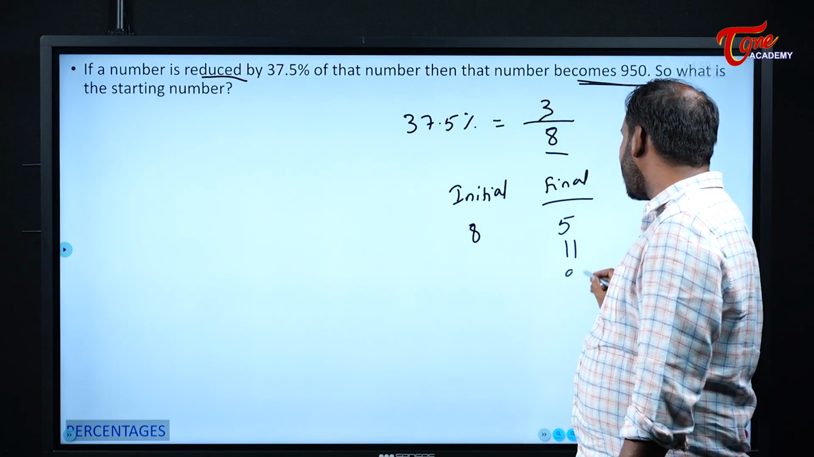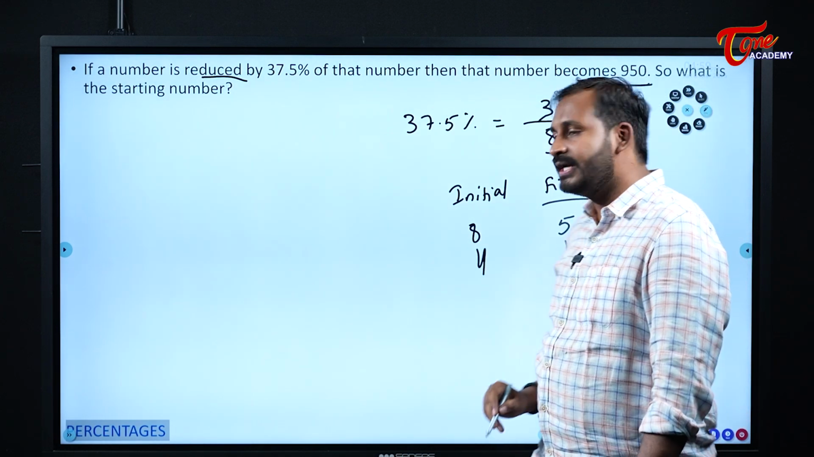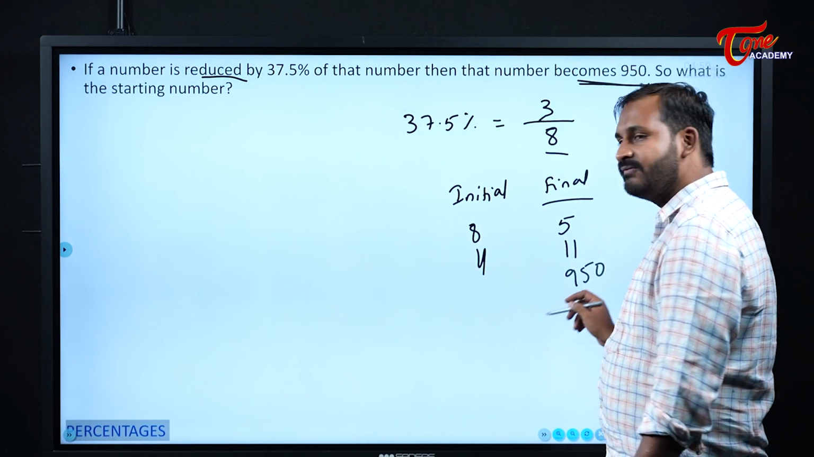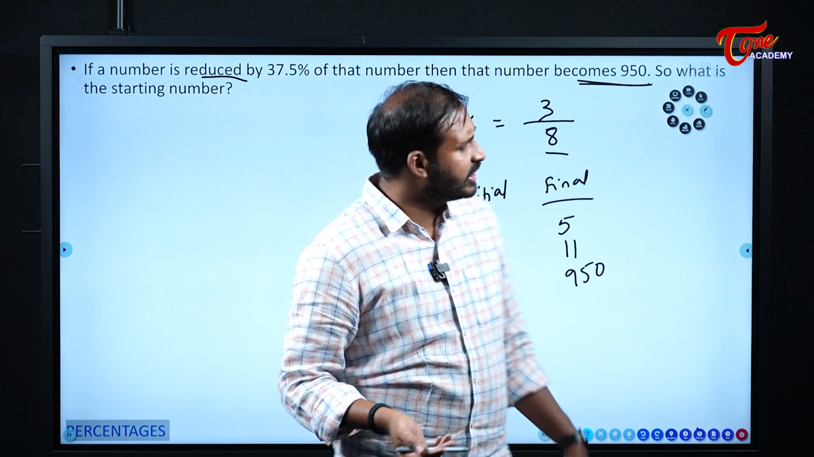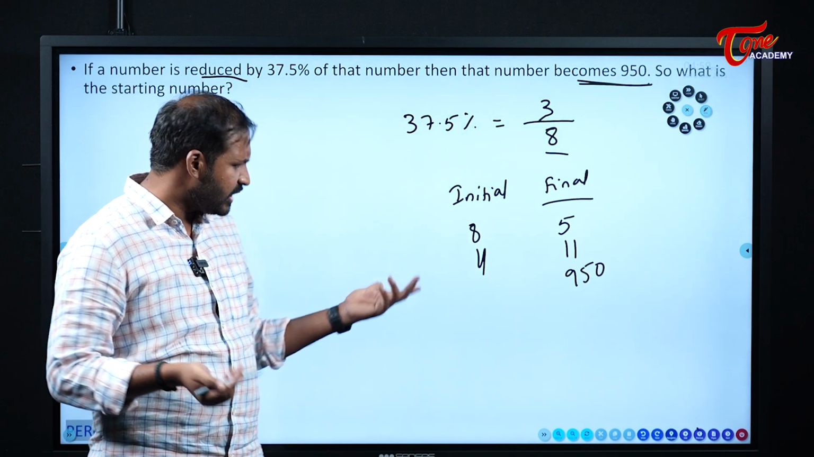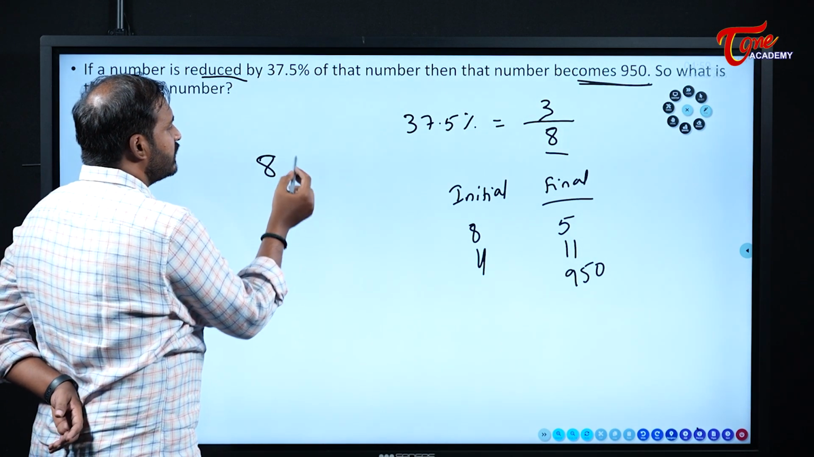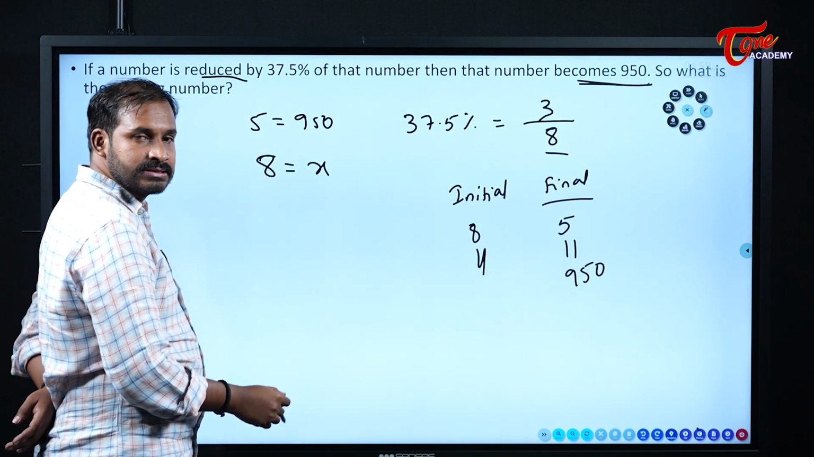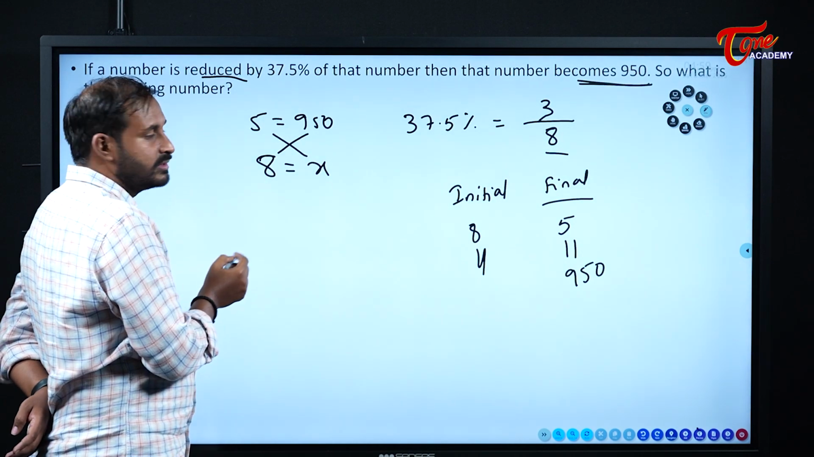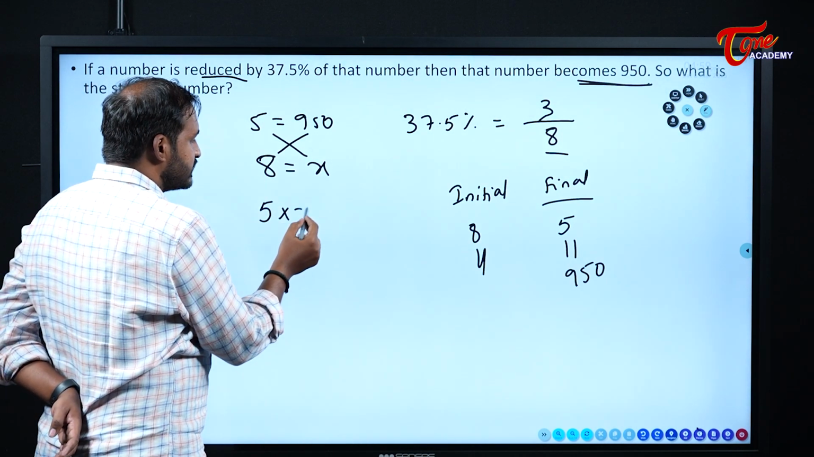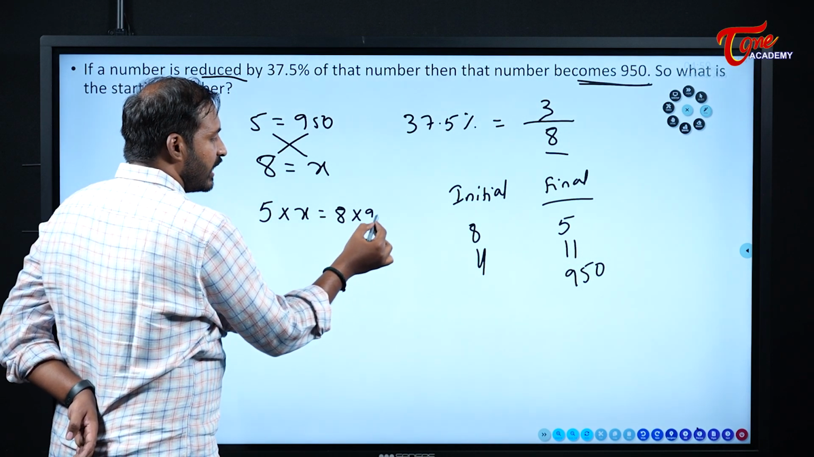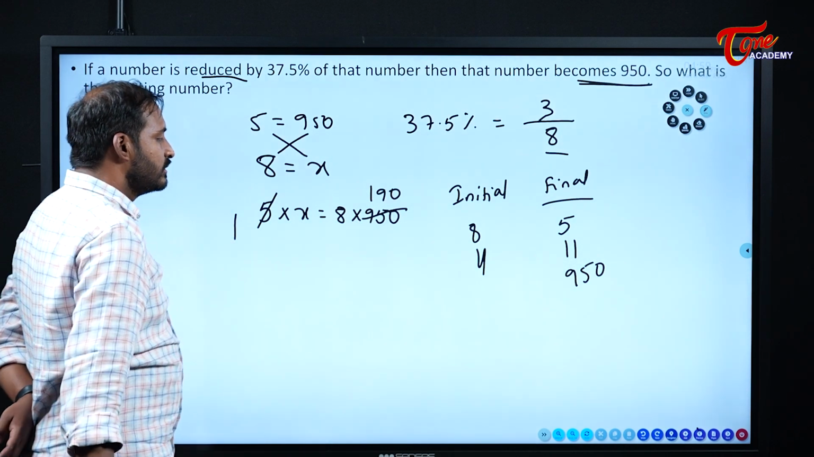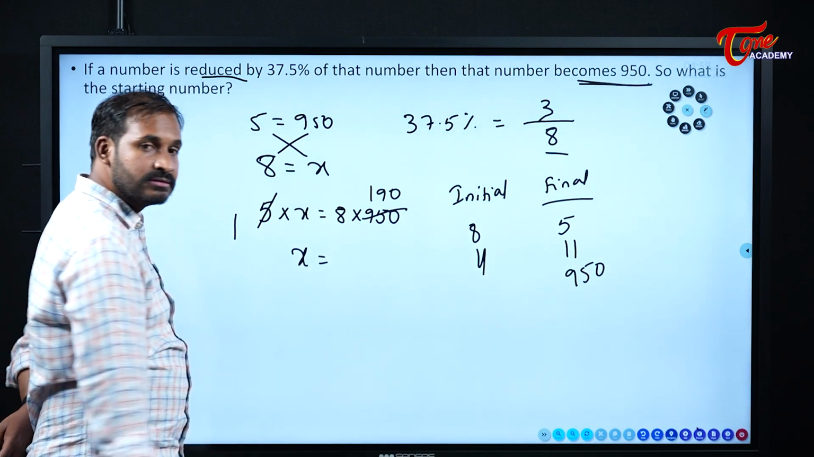That means 5 parts is equal to 950. What about 8 parts? If you are really good, you can say that 1 part is 190. If not also, no problem. 5 parts is 950. 8 parts is some x. Simply cross multiply these two things. What you are going to get here? 5 into x is equal to 8 into 950. So 5 ones are 5, 5 190s are 950. So x value becomes what for us here?